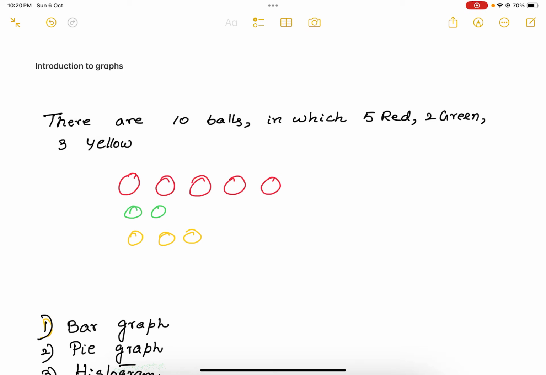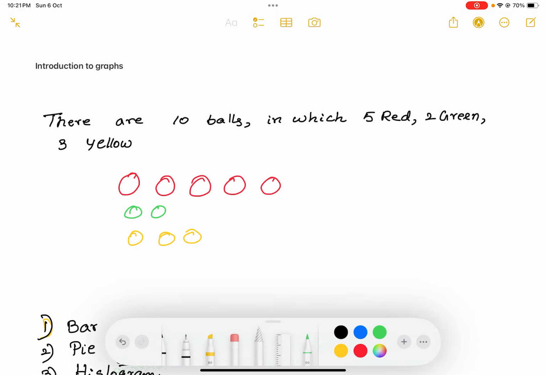In today's lecture, I am going to explain to you the introduction to graphs. This is the 15th chapter in the NCERT textbook. Now I want to explain what we mean by graphs and why we express data with graphs. Whatever numerical information we are given, if we express it using a pictorial representation, then it will be easy for us to understand.